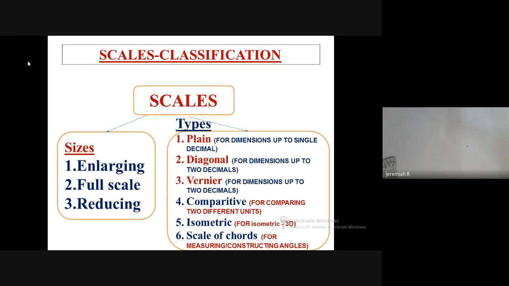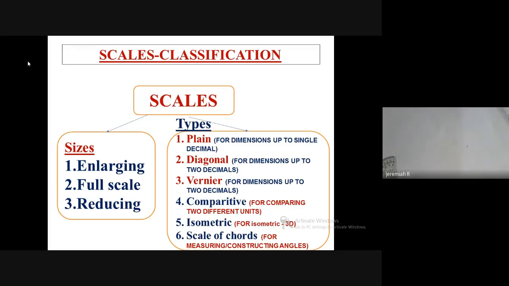The scale of chords. Okay, scale of chords. If you want to measure or construct some angles, you can go for scale of chords. I already told you. So scale, plain scale, diagonal scale, vernier scale is important from the exam point of view.